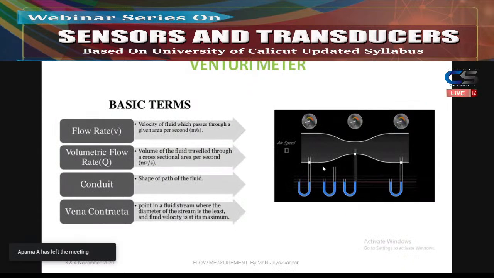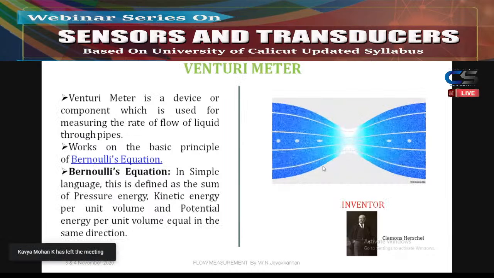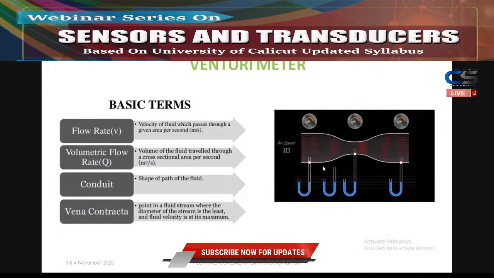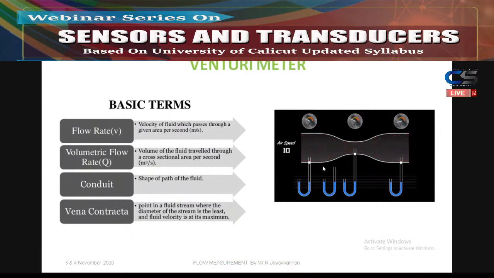The basic terms behind Bernoulli's equation: the first is flow rate. Flow rate is the velocity of the fluid which passes through a given area. Velocity is movement from one place to another in one direction. Another term is volumetric flow, which is the volume of fluid traveling through a cross-sectional area. In a corresponding area, how much flow is going in and how much is coming out. These are all the terms behind the venturimeter.